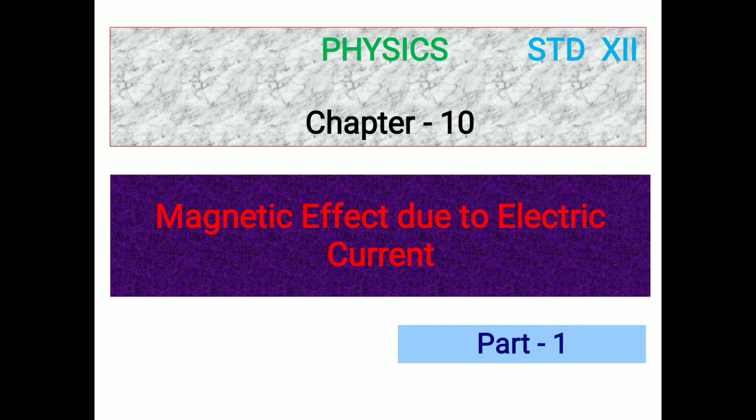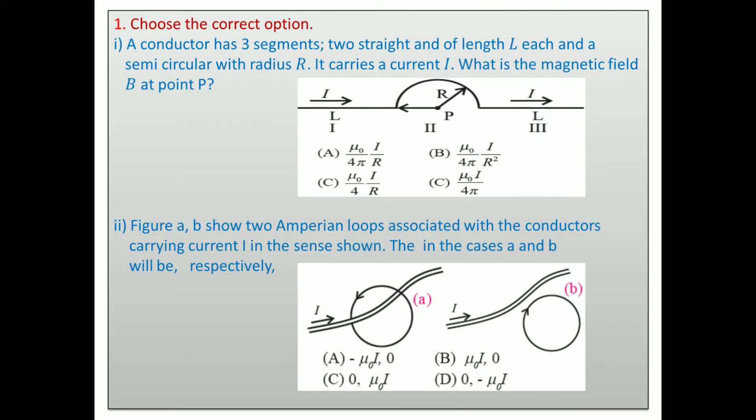Today we are going to study MCQs and numericals of chapter number 10, magnetic effect due to electric current. First we are going forward for the MCQs. Let us see the first one.